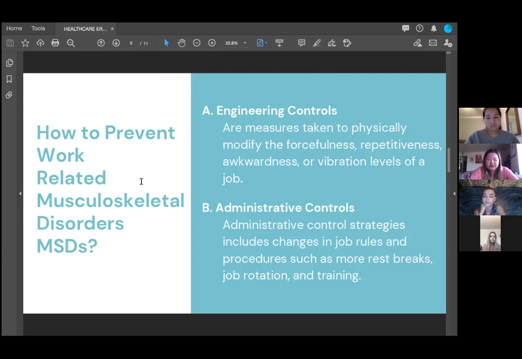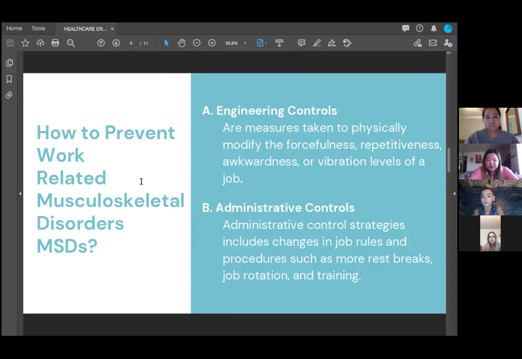The second one is the administrative controls. These are management and directed work practices and policies that reduce or prevent exposure to risk factors. Administrative control strategies include changes in job rules and procedures, such as more rest breaks, job rotation, and training.